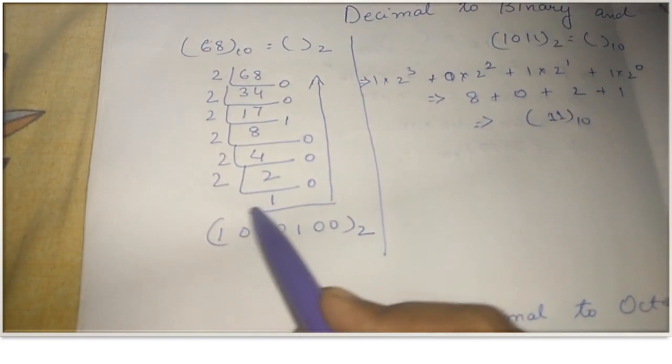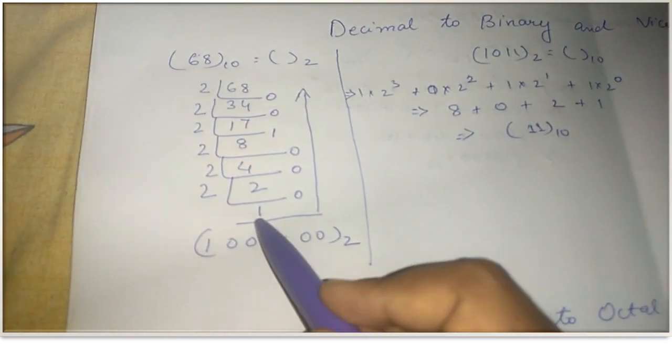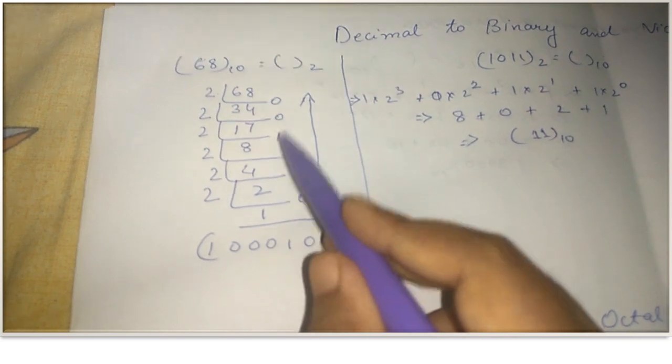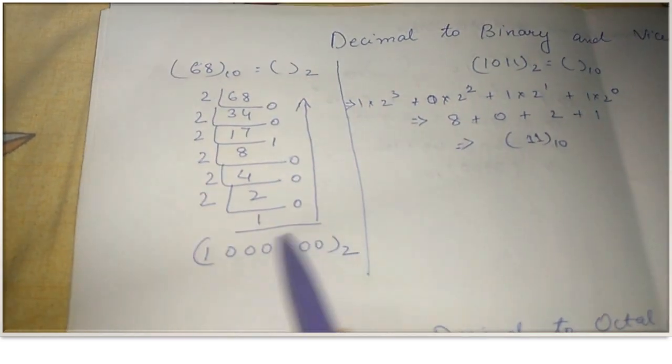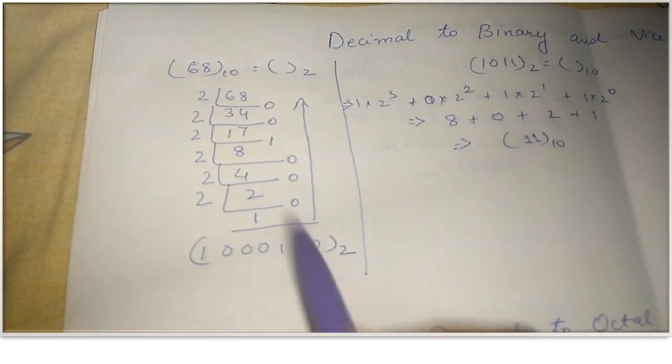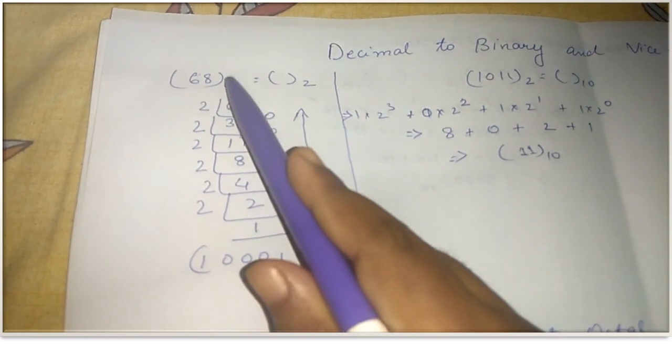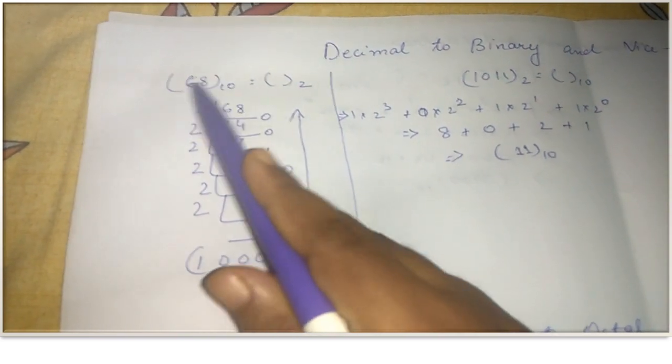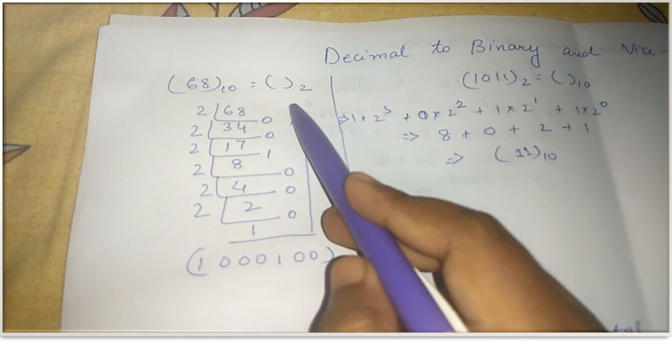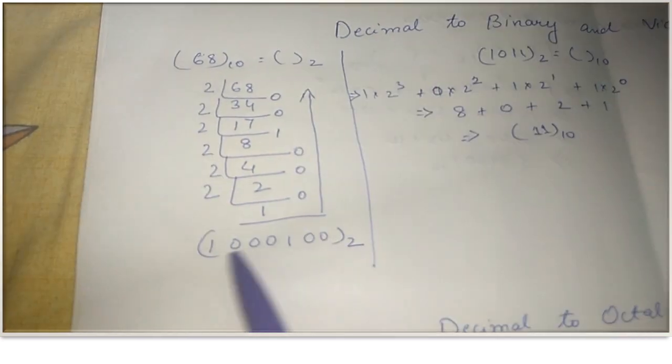Then how to write it? You have to write from the last to first. So 1 0 0 0 1 0 0 will be the answer. This is the binary conversion of the decimal form. This is the decimal form 68 and we have to convert it to binary form. So we are getting the output as this.